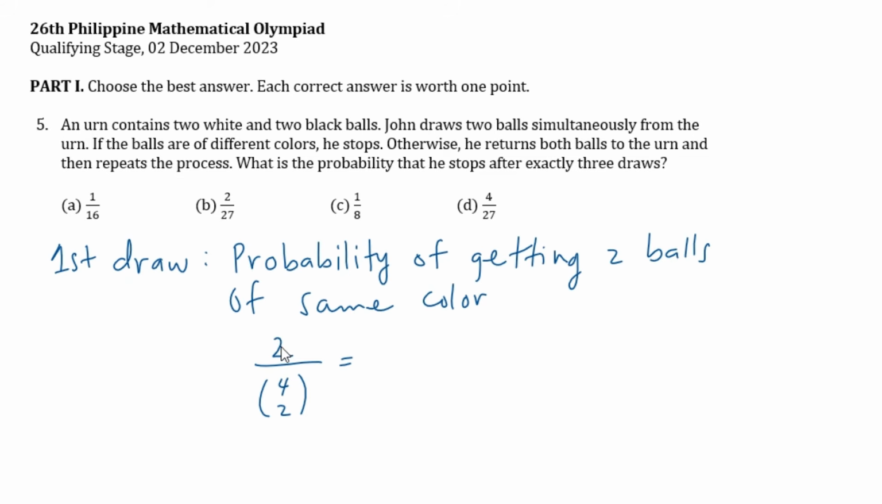And then why do we have a numerator of 2? Because there is only one way of drawing 2 white balls and then another way of drawing 2 black balls. So all in all, there are 2 ways of drawing 2 balls of the same color. So the probability is 2 over 4 choose 2. So 2 divided by 6. This is equal to 1/3.